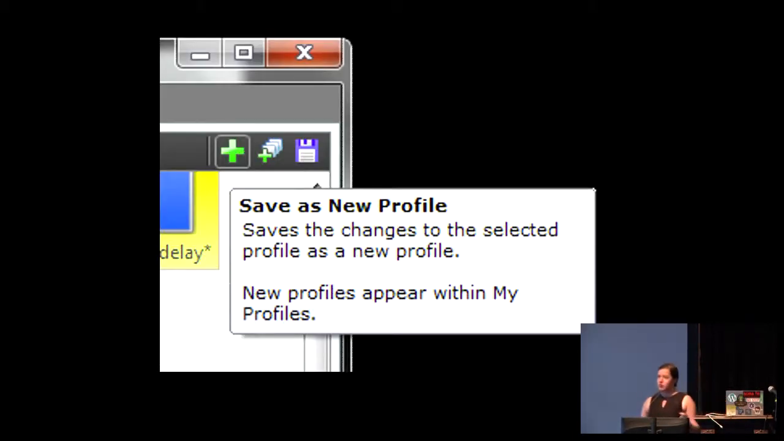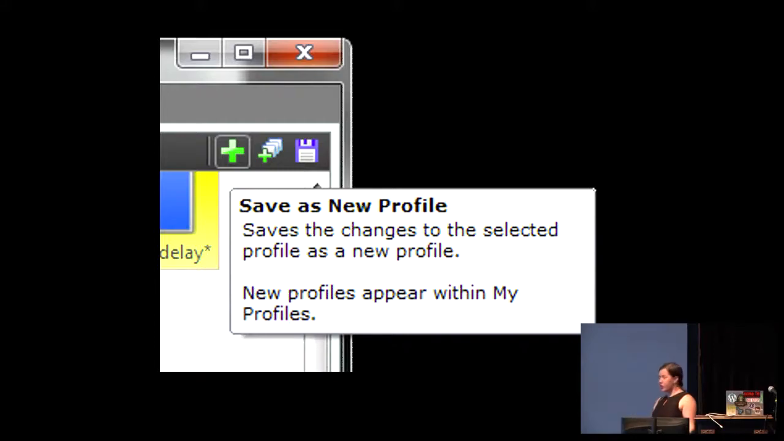So this tooltip is somewhat less helpful. If we take it apart, you can see the first sentence there, saves the changes to the selected profiles, a new profile, basically says the same thing as the title, doesn't really tell me anything new. This tooltip is supposed to tell you what happens when you click that green plus button. It also says new profiles appear within my profiles. I don't need to know that here. Like, what are new profiles, where are they, and why do I care about them? I don't. I'm just confused now, and that makes me sad.